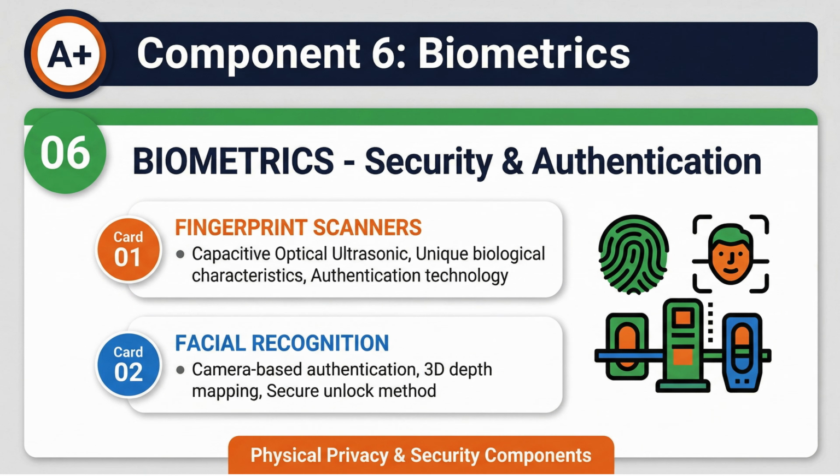The sixth area is physical privacy and security components. And this breaks down into two subcategories. The first subcategory is biometrics. Biometric security uses unique biological characteristics to authenticate a user. The two biometric technologies you need to know for this exam are fingerprint scanners and facial recognition technology.